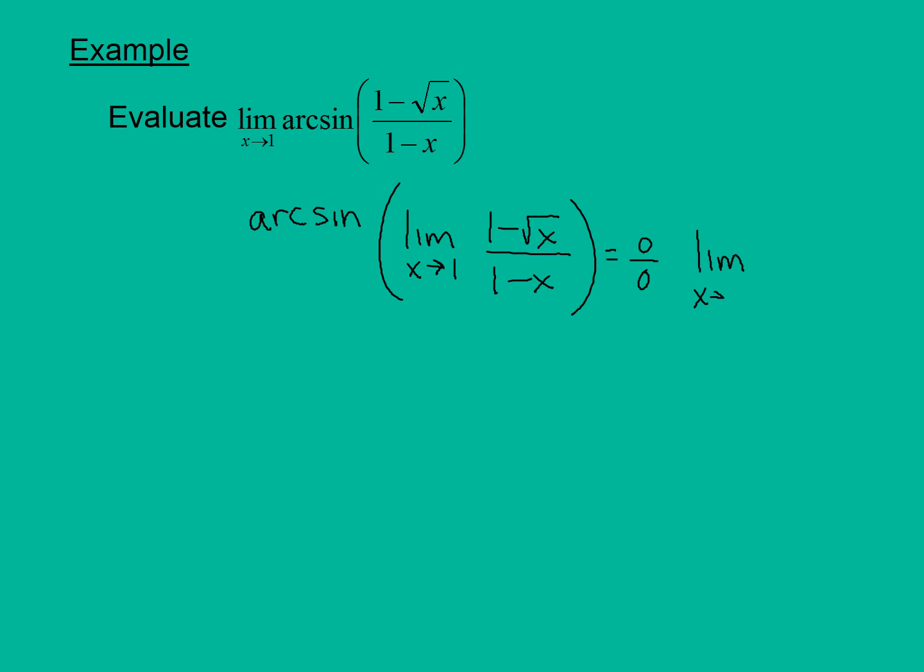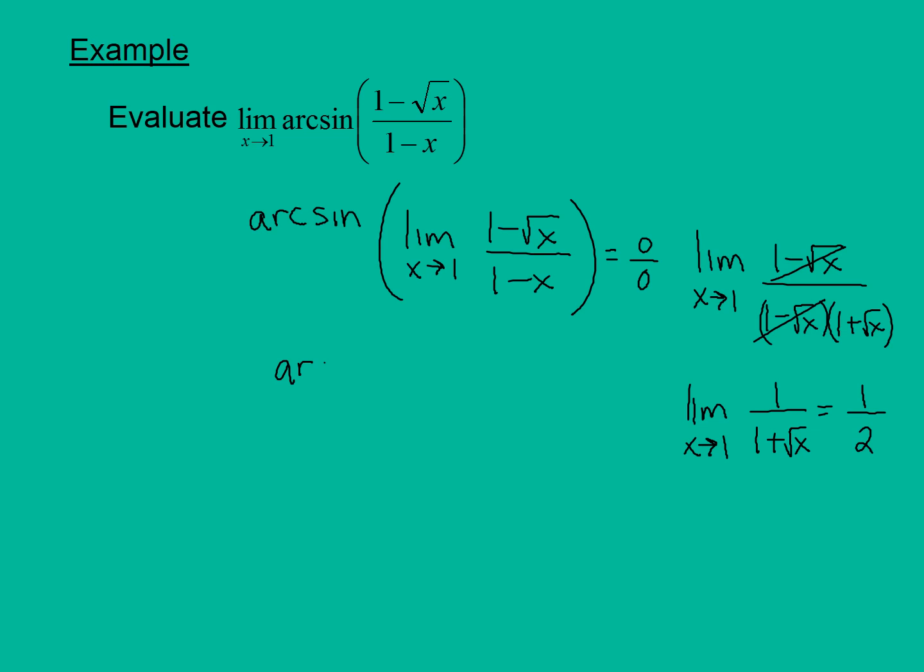I'm going to use the factoring technique to try to solve this one. The denominator can be factored into 1 minus the square root of x times 1 plus the square root of x. And now we can reduce 1 minus the square root of x, and we can use direct substitution now. We would have the limit of 1 all over 1 plus the square root of x as x approaches 1. So we would get 1 all over 1 plus 1 is 2. So we have the arcsine of 1/2.